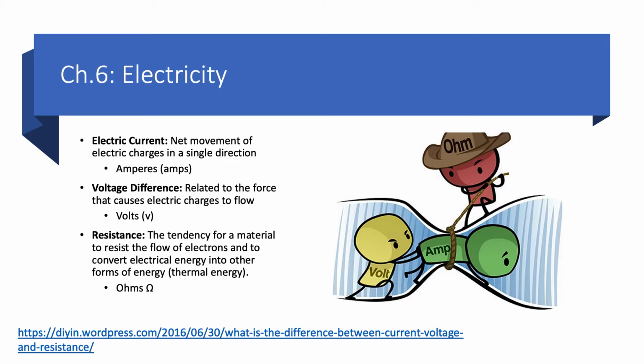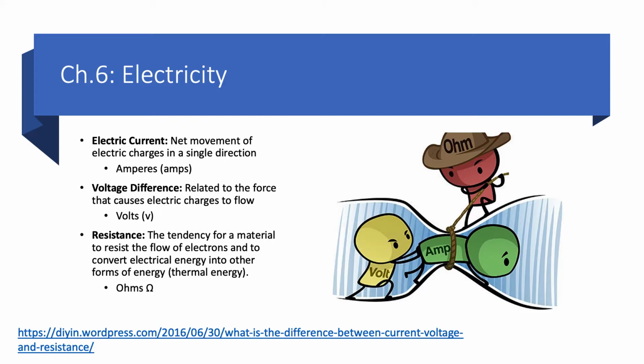Then you have something called voltage difference, which is related to the force that causes these electric charges to flow through a wire or whatever it is. It's measured in volts, which is abbreviated with a V.